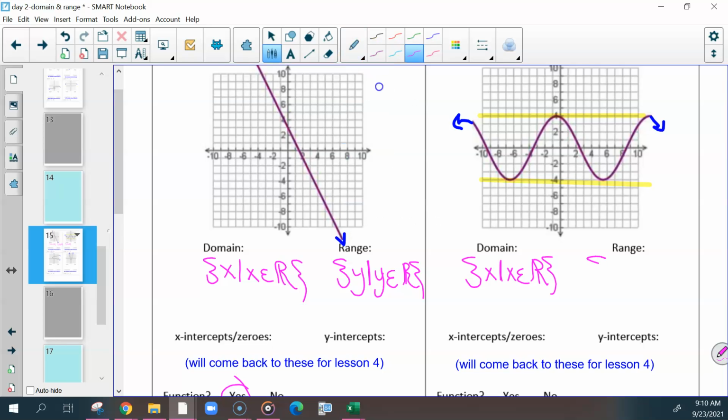And then, what is your lowest value? -4. And your highest value? 4. +4. So sometimes you can have a domain that's all real numbers, but a range that's in between points. Or vice versa. It just depends on the graph.